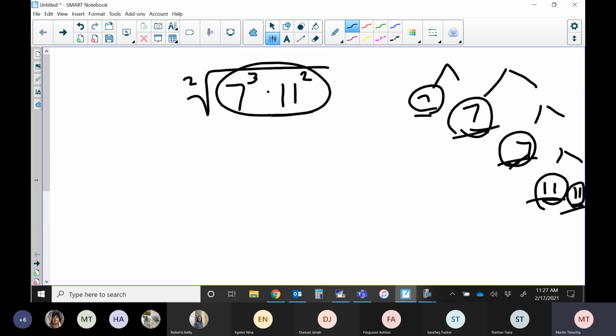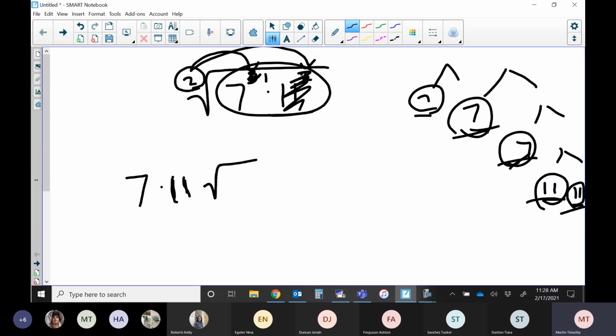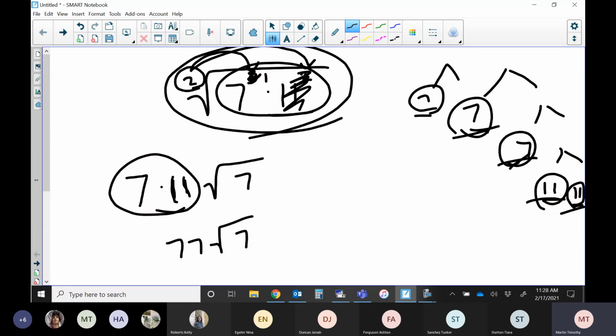Now, this is an imaginary 2. It's understood to be there. How many times does 2 go into 3? It goes into 3 1 time. So I get 1 7 out, but there's 1 left over. How many times does 2 go into 2? It goes into it 1 time. So I get 1 11 out, but this time there's none left over. And then I have the square root of 7 that's left inside. 7 times 11 is 77. So 77 square roots of 7 would be my simplified version of whatever this number was. This would be my final answer. Is this kind of making sense to anyone? Yeah, it makes a lot of sense.